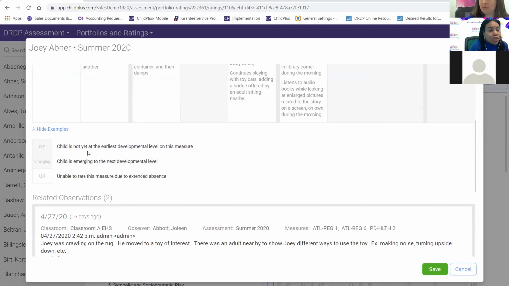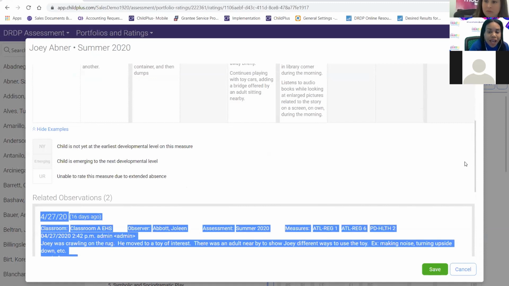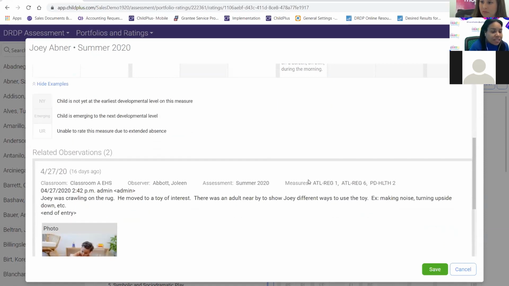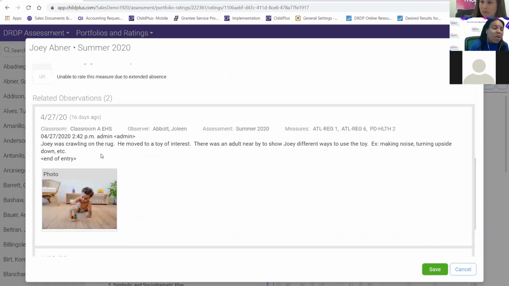So you have where you can rate some children, child is not yet at the earliest developmental level on this measure, or if a child is emerging to the next developmental level, or we're unable to rate this measure due to extended absence. So I want to scroll down and take a look at the actual observation that I have that's tied to this specific measure. We're actually going to look at this one. So let's read that for you.